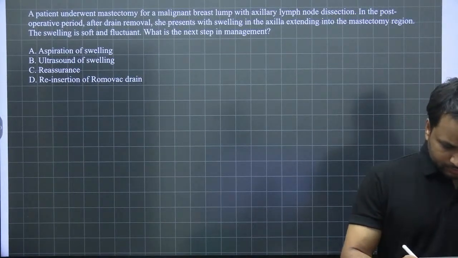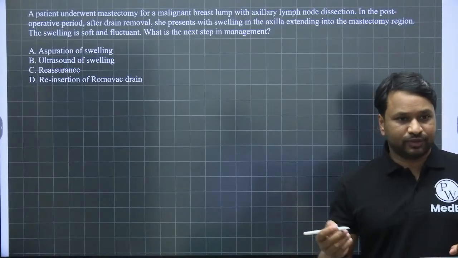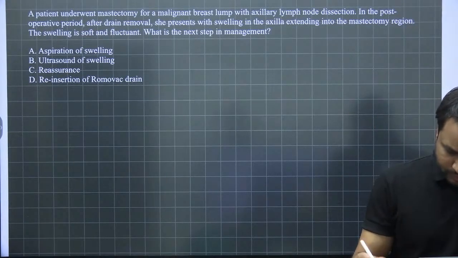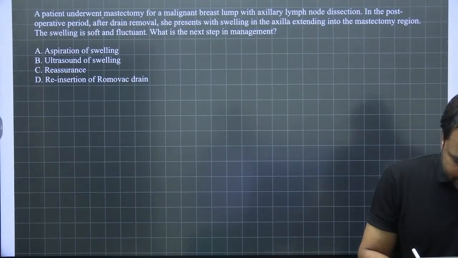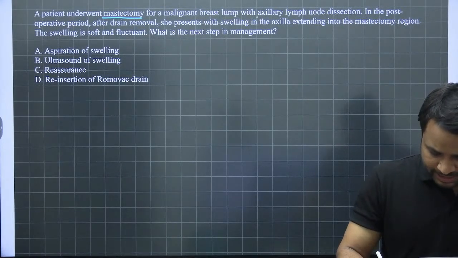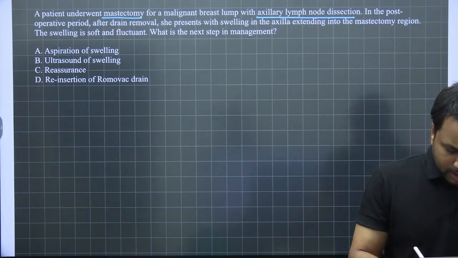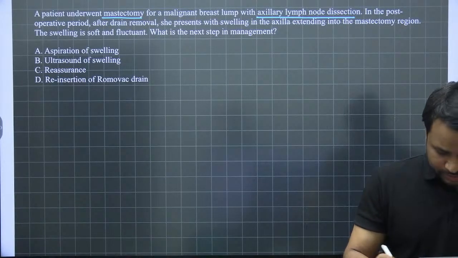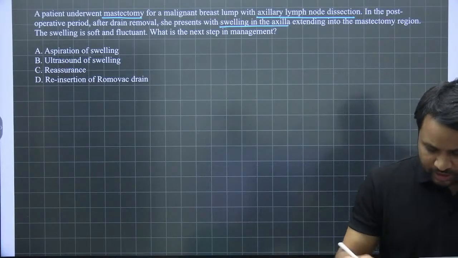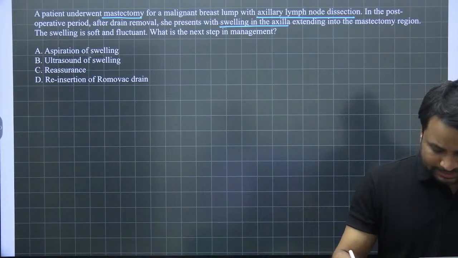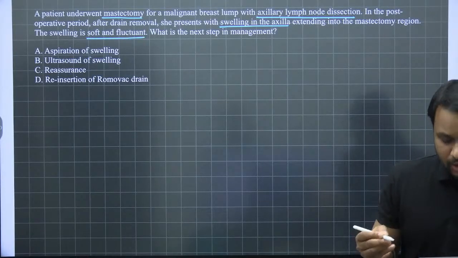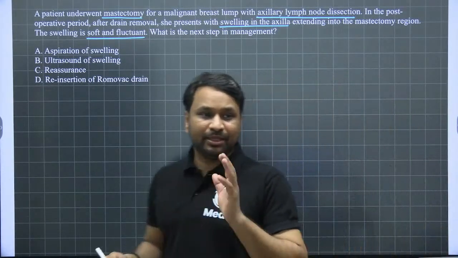Now, question number one on your screen. I have a patient who underwent mastectomy for a malignant breast lump with axillary lymph node dissection. In the post-operative period, the drain was removed. She presents with swelling in the axilla extending into the mastectomy region. The swelling is soft and fluctuant. What is the next step in the management?